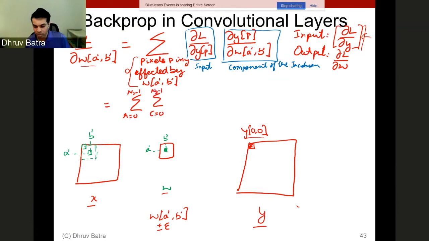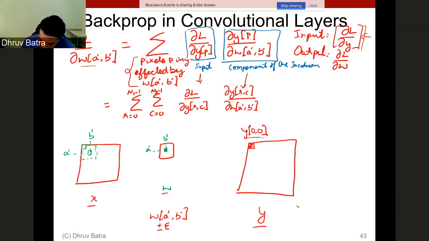Okay, that part's clear. Now, this part is easy. We know that this is given to us, the partial of loss with respect to y r comma c. I've just replaced that one term. So now what we need to do is compute the second term. What is the partial of y r comma c with respect to w a prime comma b prime?